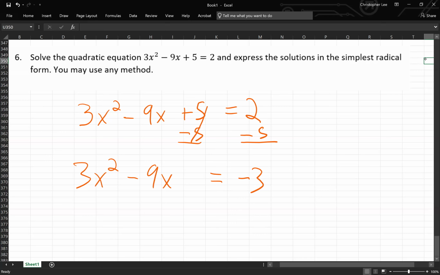Say it again. Close. Well, yeah, I'll take it. Yeah, it is factor out 3. I want to divide every term by 3, right? So you get divided by 3, you get divided by 3, you get divided by 3. The reason for doing this is because I need my A term to be 1, all right?